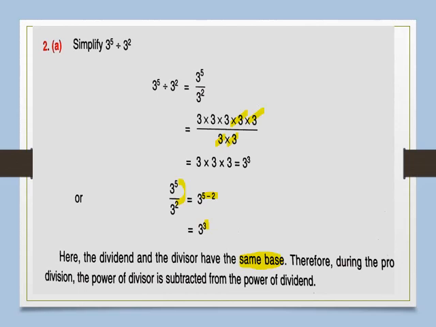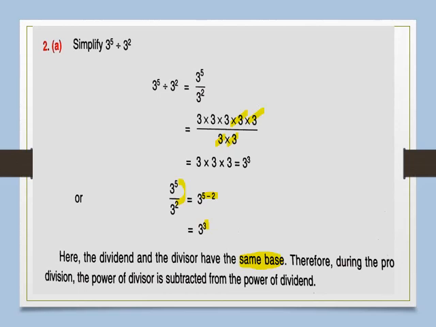See here. If you divide these two numbers, 3 raised to 5 divided by 3 raised to 2, how will you write it? You will write this number as 3 raised to 5 upon 3 raised to 2. That means 3 multiplied by 3 multiplied by 3 multiplied by 3 multiplied by 3 upon 3 multiplied by 3. So two 3s get cancelled. Two 3s get cancelled, which means the answer left is 3 into 3 into 3, that is 3 cube.